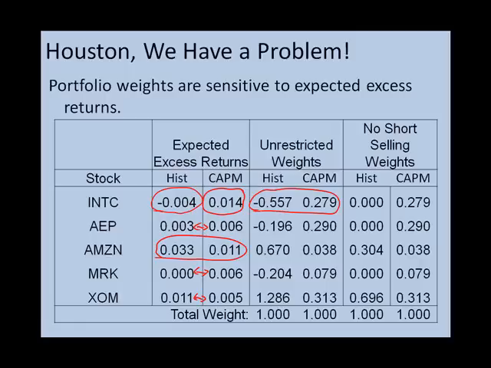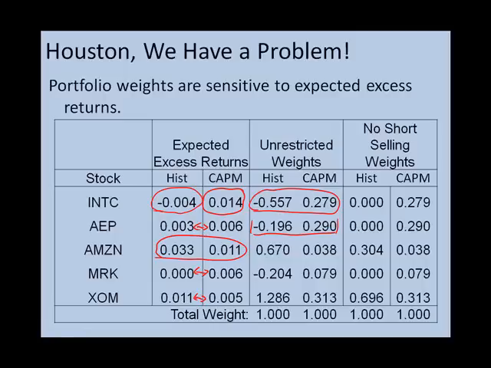Now you may say that's reasonable because we've had a large change in the returns. The expected returns went from slightly negative to being almost 1.5% per month. But let's look at AEP's weights. For AEP, the expected returns changed from 0.3% a month to 0.6% per month. Look at the change in the weights. We've gone from minus 20% to plus 30%. And yet we've only had a very small change in AEP's expected excess returns.